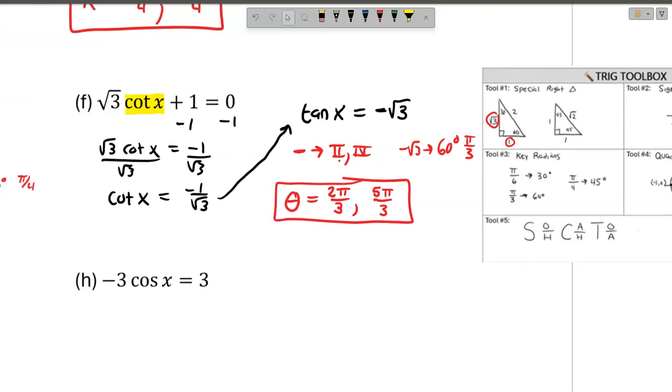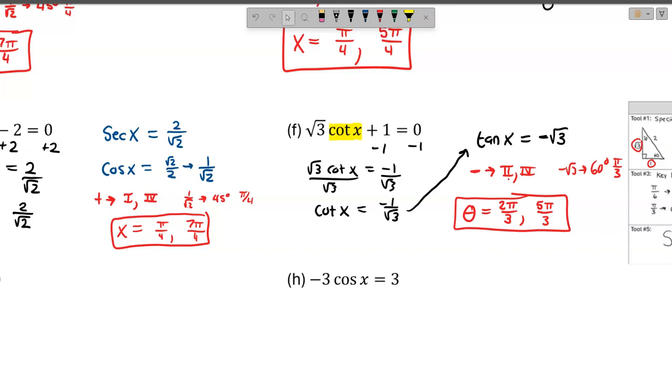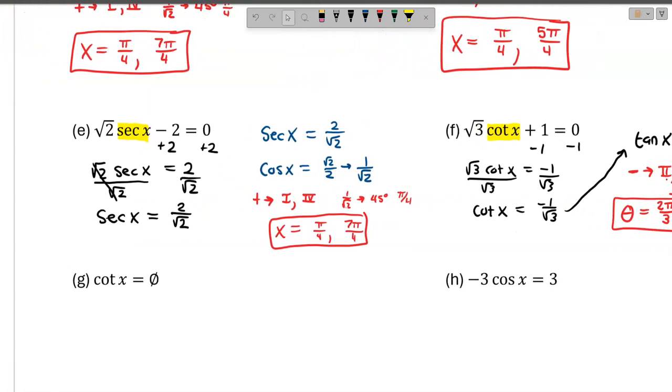So with these linear situations, you want to make sure that the trig ratio is by itself first, and then proceed to go through the process that we've been doing. All right, final two questions.